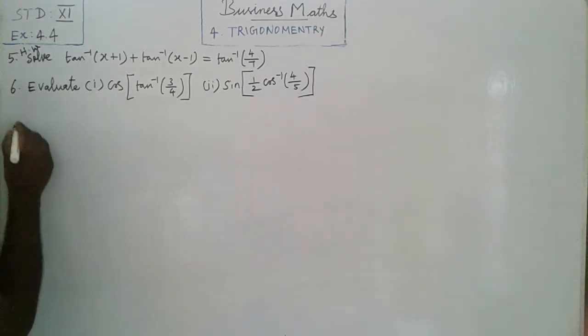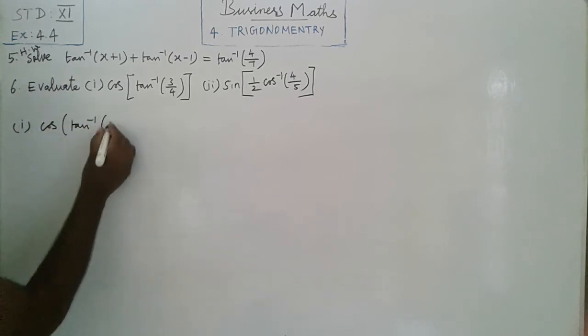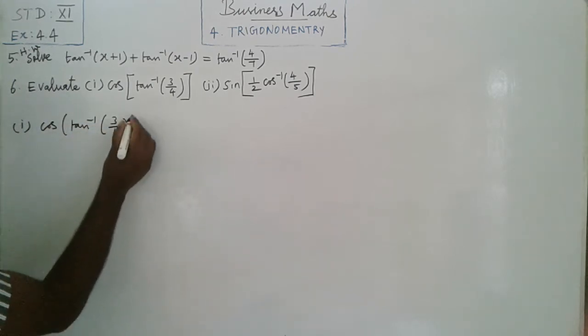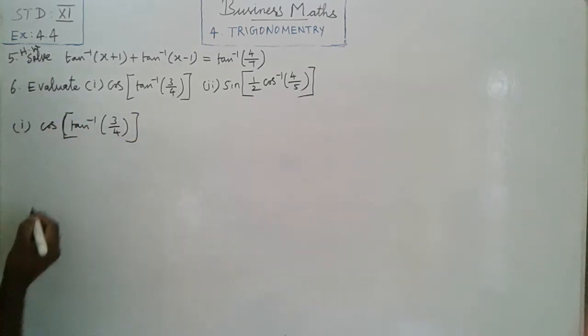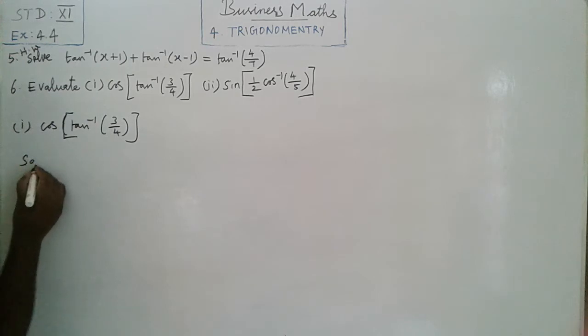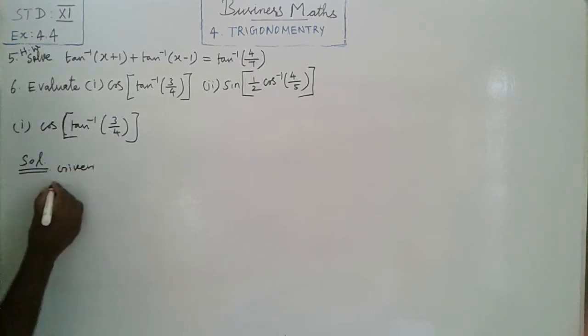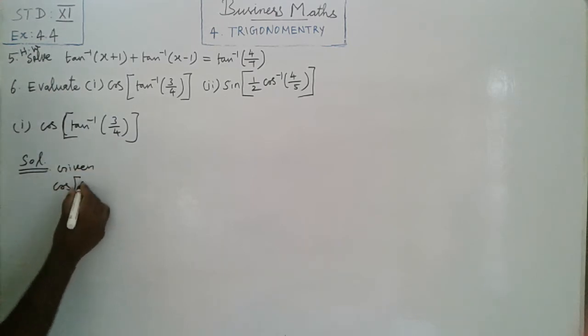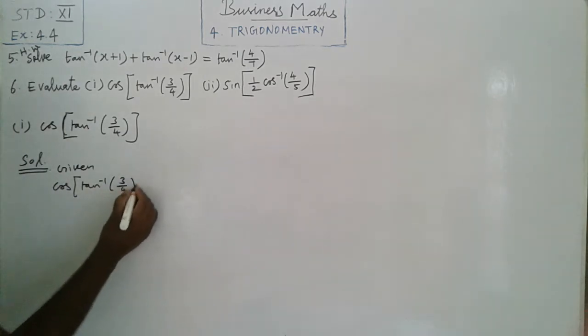Evaluate. The first one is cos of tan inverse 3 by 4. We should find out this value. Solution. Given cos of tan inverse of 3 by 4. Its value we should find out.